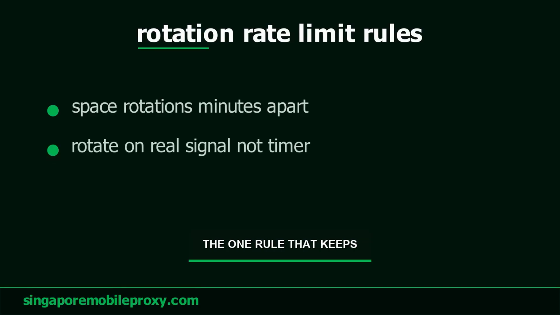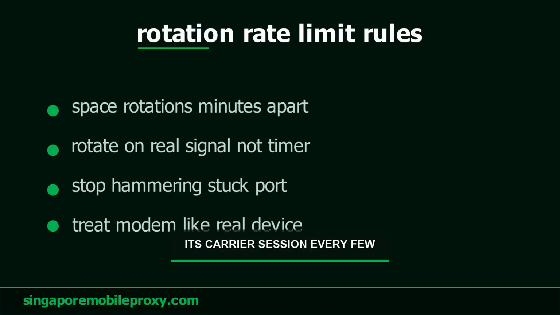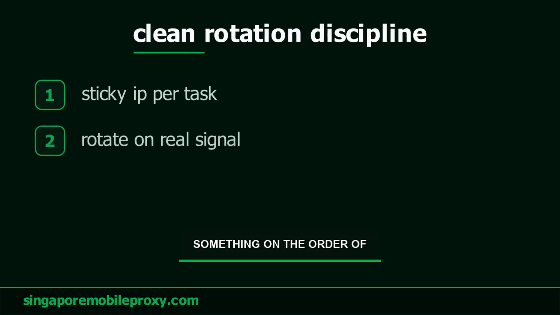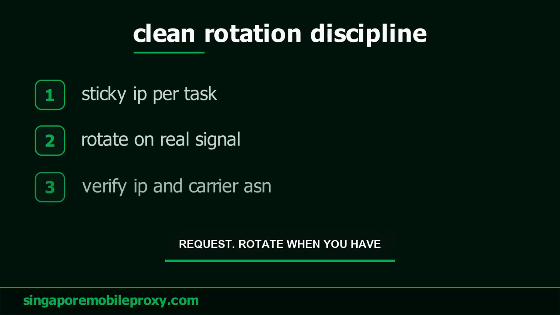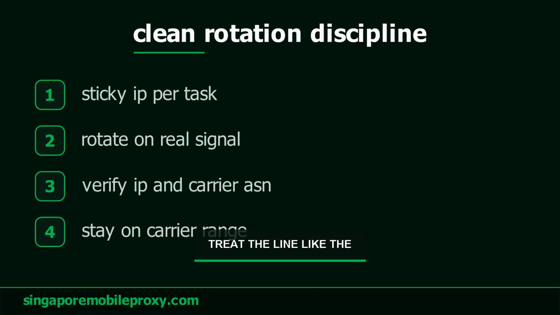That leads straight into the one rule that keeps your whole setup healthy over the long run. Respect the rotation rate limits. A real phone does not enjoy being told to renegotiate its carrier session every few seconds, and the carrier likes it even less. So space your rotations out. Give yourself a sensible gap between calls on the same port, something on the order of a couple of minutes rather than firing on every single request. Rotate when you have a reason, after a task, or after a soft block, not on a frantic timer. Treat the line like the real device it is, and it stays fast and clean for you.